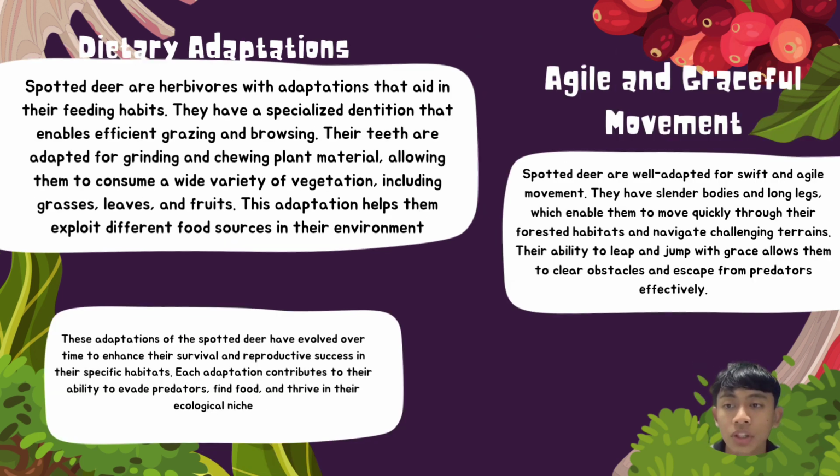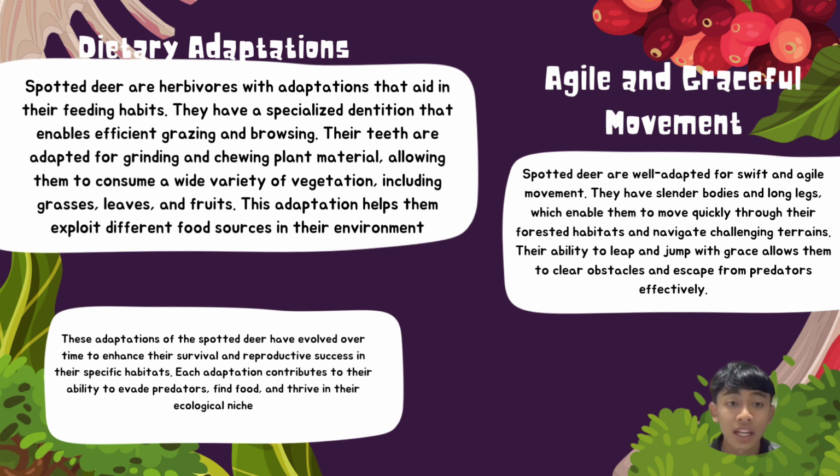Dietary adaptation. Spotted deer are herbivores with adaptations that aid in their feeding habits. They have a specialized digestion that enables efficient grazing and browsing. Their teeth are adapted for grinding and chewing plant material, allowing them to consume a wide variety of vegetation, including grasses, leaves, and fruit. This adaptation helps them exploit different food sources in their environment.